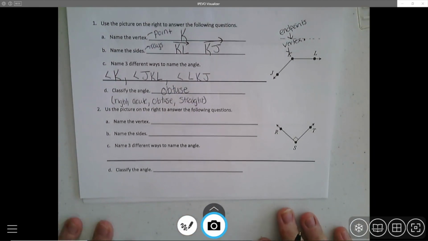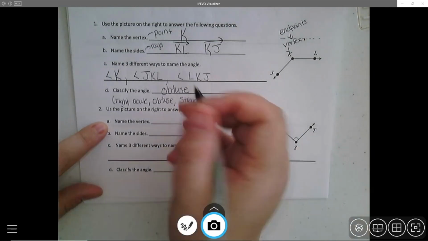Okay, looking here at number 2. Take a second, try to think what you think the answers are, and then let's go through this together. Okay, now that you've had time to try this, let's see what we get.